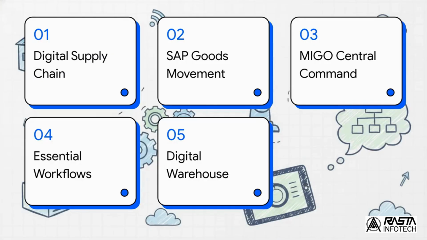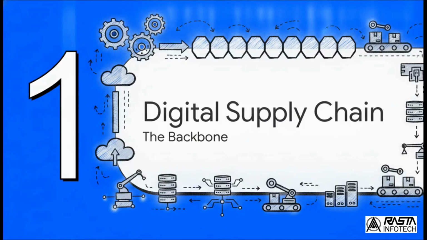So here's our roadmap for today. We'll start with the digital supply chain backbone, move into defining SAP goods movement, explore MIGO, the central command, map out essential movement workflows, and wrap it all up with Rasta Infotech's digital warehouse. Section 1. The digital supply chain backbone.